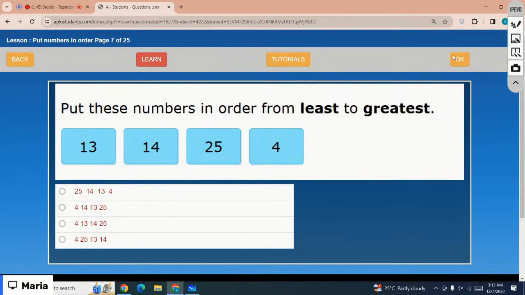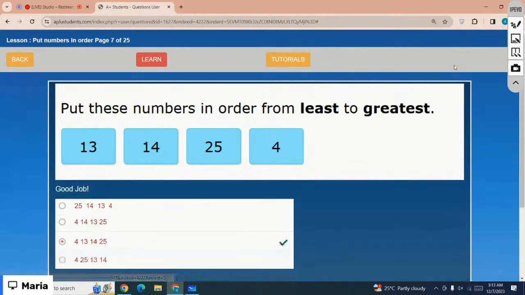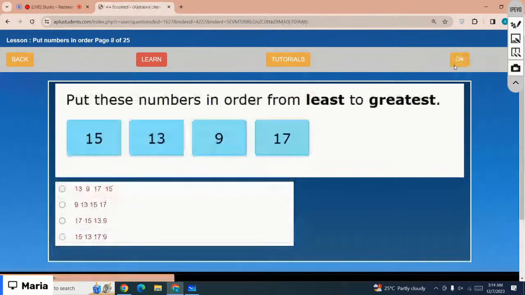Yes, the correct option is 4, 13, 14, and 25. That is option number 3, the correct option. Put these numbers in order from least to greatest. So, which is the correct option?